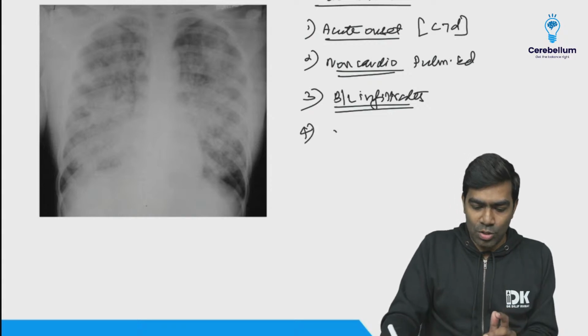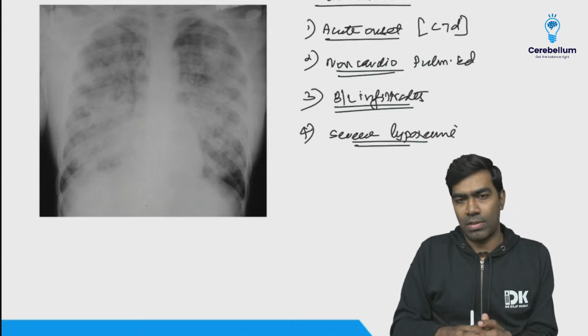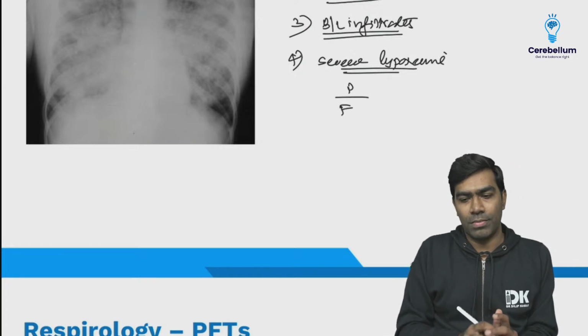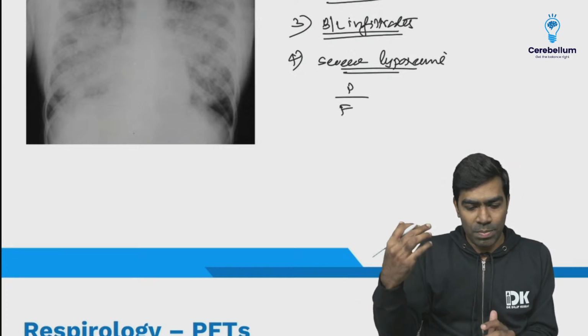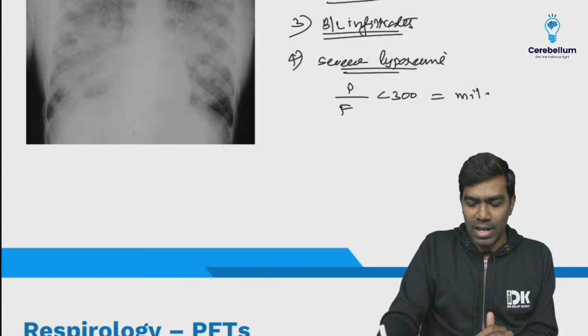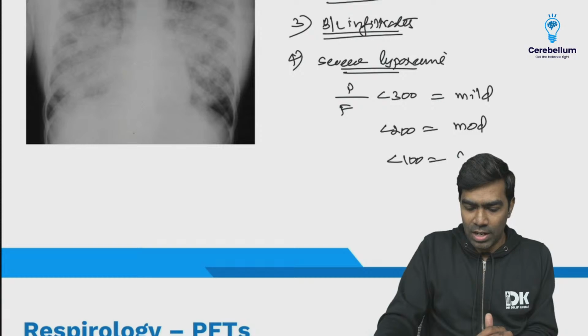Number four, patient should have severe hypoxemia. What do you mean by severe hypoxemia? The PaO2 to FiO2 ratio, that's called the PF ratio, should be less than 300. If it's less than 300, it will be called mild ARDS. If it's less than 200, it will be called moderate ARDS. And if it's less than 100, it will be called severe ARDS.